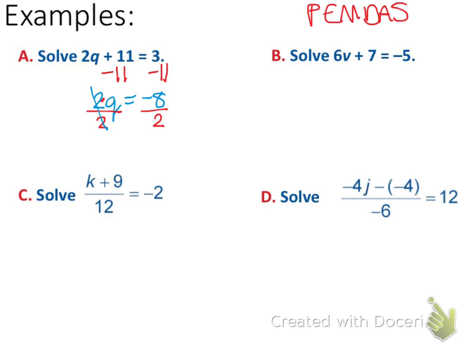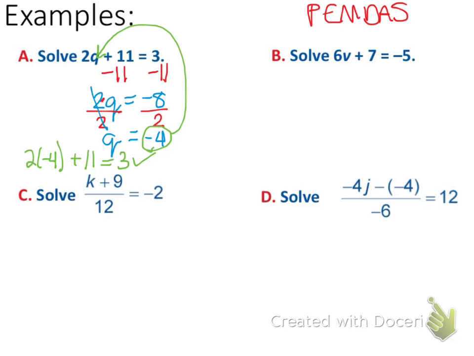And that gives me q equals negative 4. Now remember to check this. You will take the negative 4 and plug it in as q. To check to see that this is correct, I'm doing PEMDAS normal. I'm doing 2 times negative 4, which is negative 8, plus 11, which equals 3. So yes, it did work.